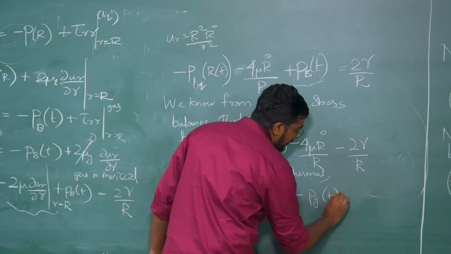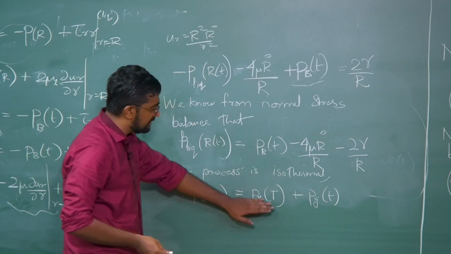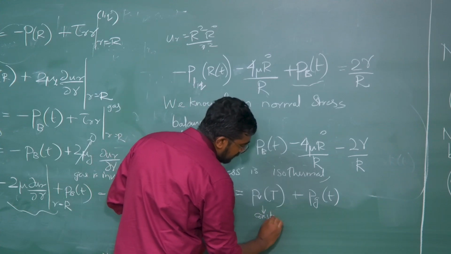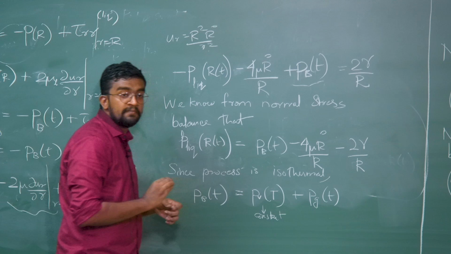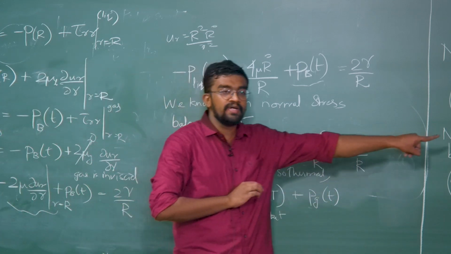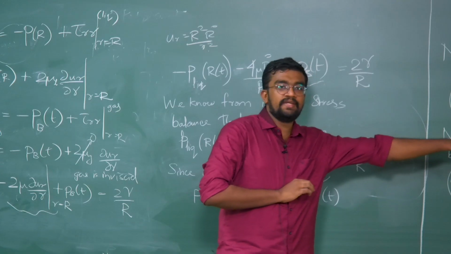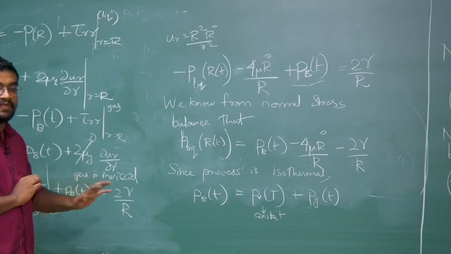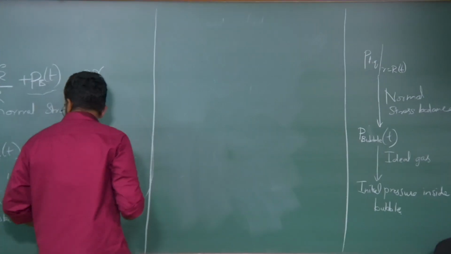This is time related, this is temperature related. So, this is a constant. The vapor pressure is a constant. However, the gas inside will vary according to the ideal gas law. Okay. Clear so far?